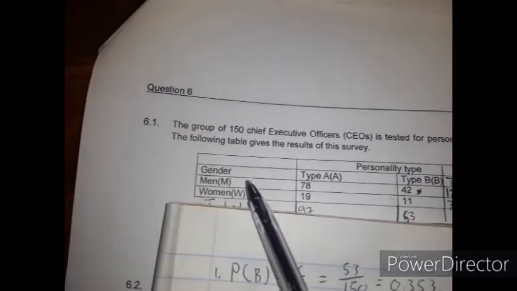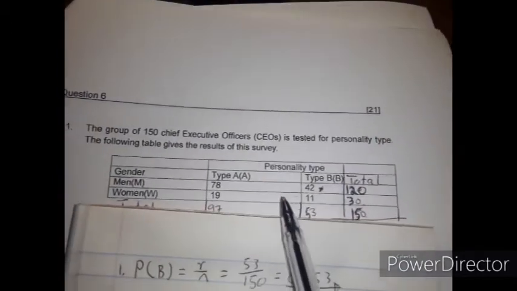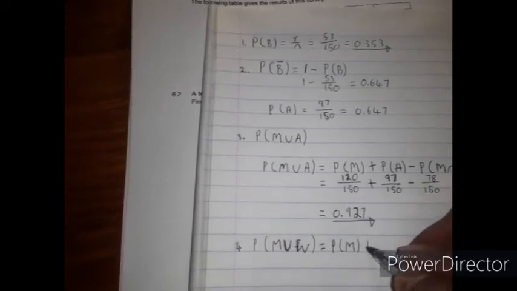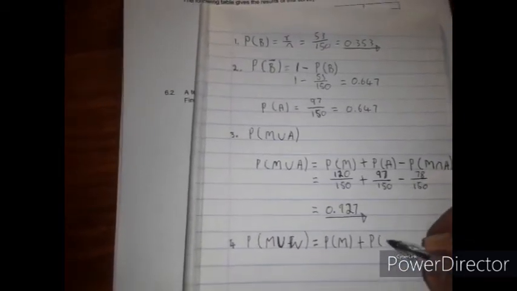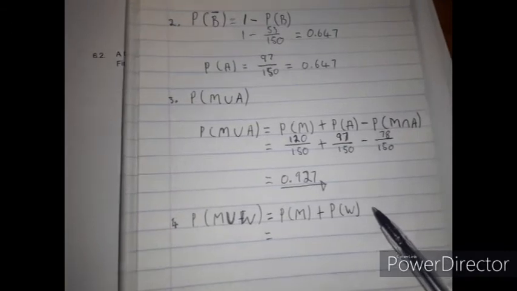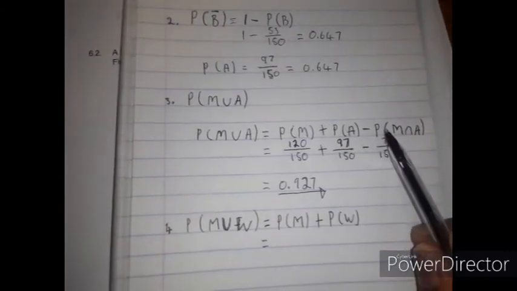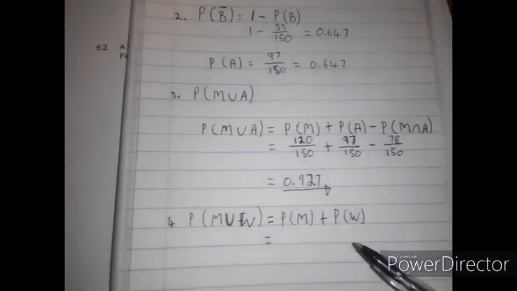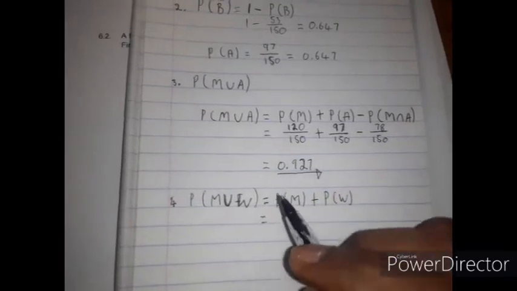Here, let us check if there is an intersection. Men and women, they do not intersect. So these events are mutually exclusive. They cannot occur at the same time. So the formula is the probability of men plus the probability of women. So there's no intersection to subtract. Here we subtracted the intersection. Here there's no intersection because the events are mutually exclusive. They cannot occur at the same time.